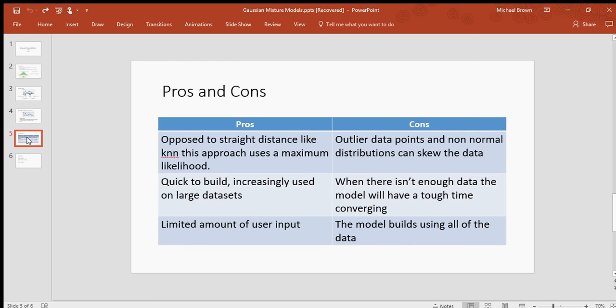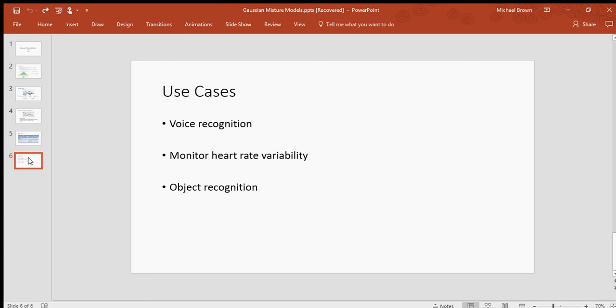So the pros and cons of the approach. You're using sort of this maximum likelihood, so you're not as bound by geometric shapes as you are with distance functions. It seems pretty quick and pretty easy to build, so it's being used more and more with large data sets, and it's got a limited amount of user input. Outliers and non-normal data really mess with this thing, and when you don't have enough data in the model, it's tough to converge.